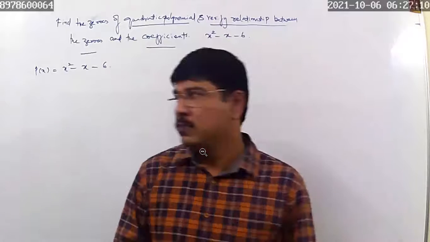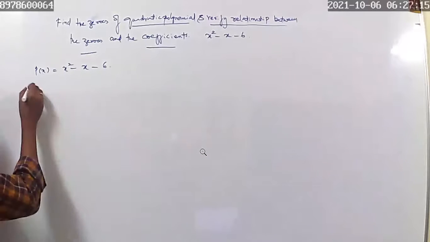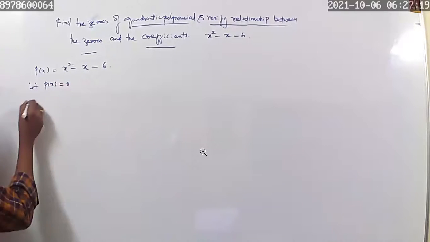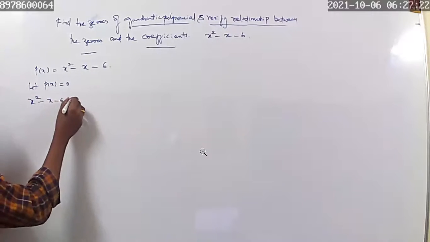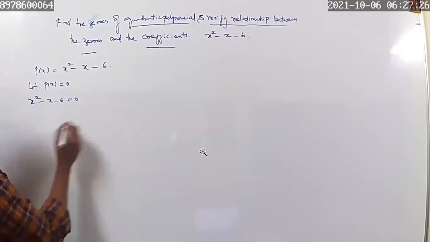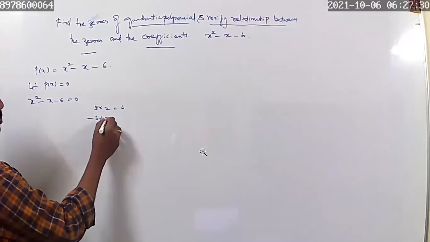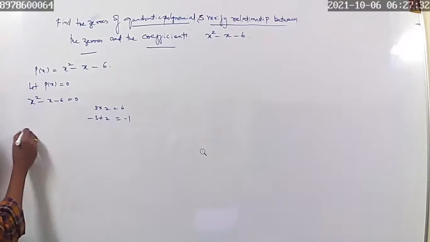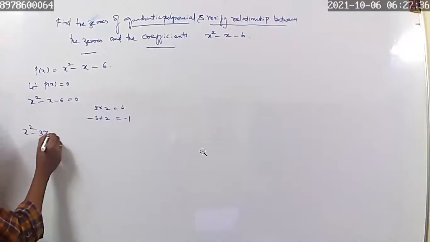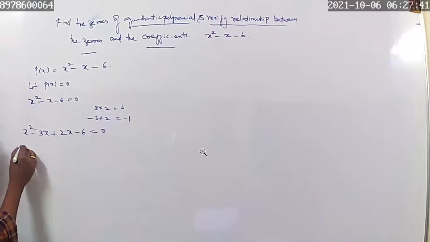Yes. So P of x is equal to x square minus x minus 6. Let P of x is equal to 0. Then x square minus x minus 6 equal to 0. The factors of 6 are 3 into 2. Minus 3 plus 2 is equal to minus 1. So x square minus 3x plus 2x minus 6 equal to 0.